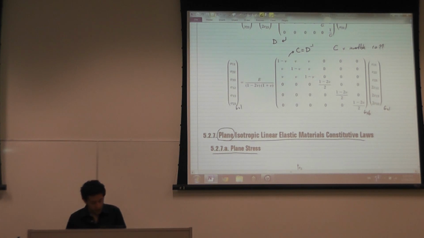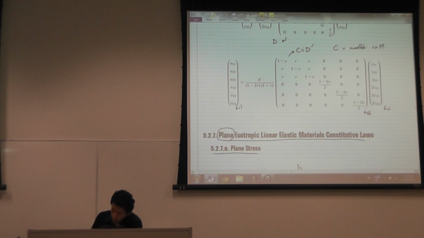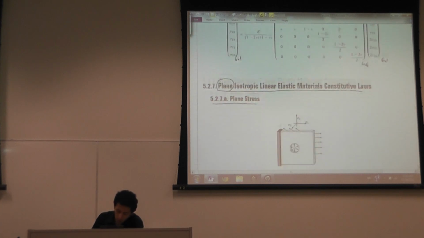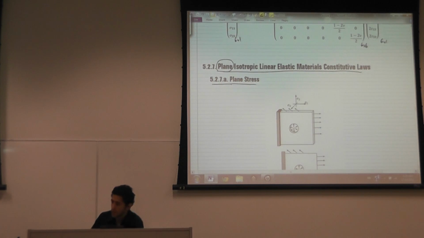So what does plane mean? Well, it becomes a plane problem. But what does plane stress mean? Plane stress, as the name implies, means the stresses are only applied in the plane. So at any point, the stress matrix has only these components.